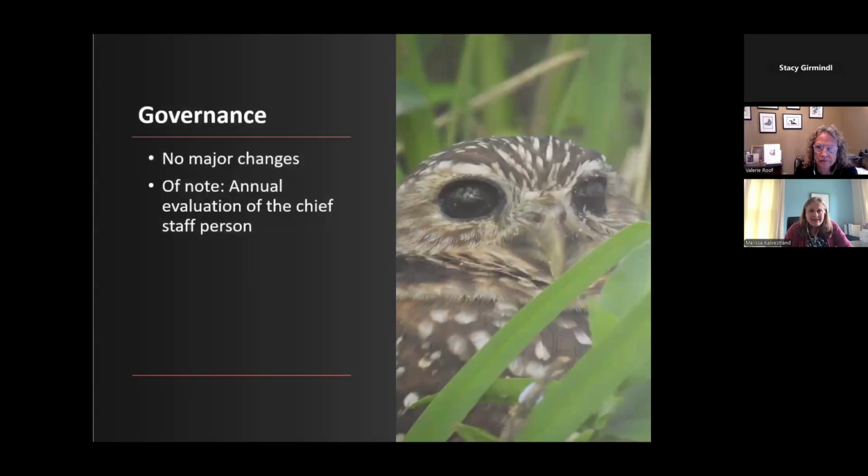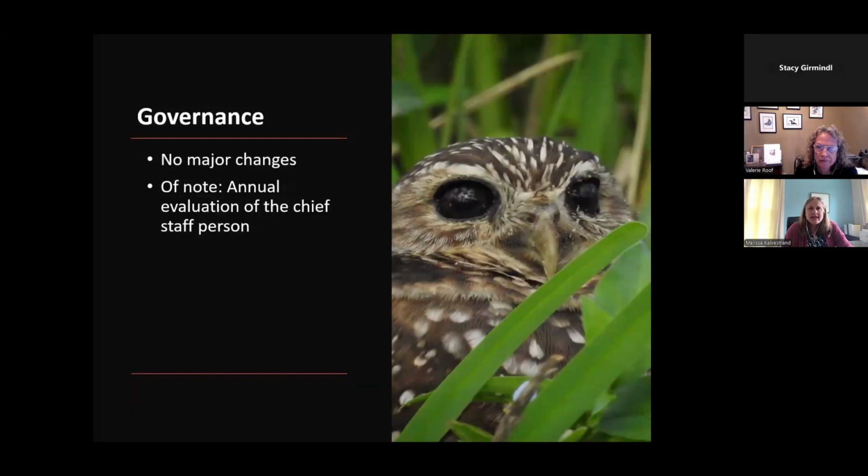So let's dive into some of the details. In the governance section, there really were no major changes. We did change a few things for clarity, to make sure we are as clear as possible about what those requirements and definitions are. One of those clarity points was to be clear that the annual evaluation of the chief staff person should be annual. We just said evaluation, but the practice element says at least annual, so we felt we needed to be clear in the requirement itself that the evaluation is expected to happen at least annually.